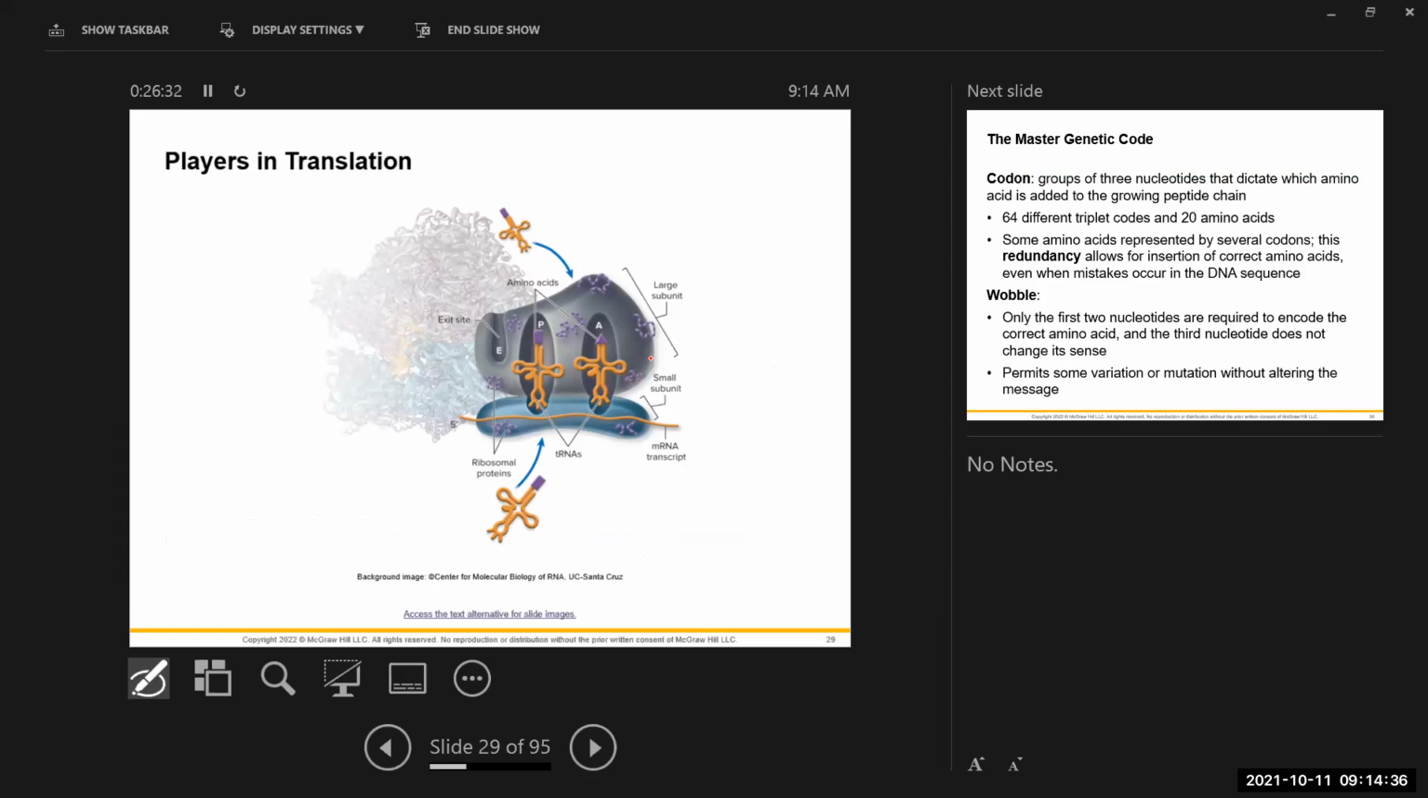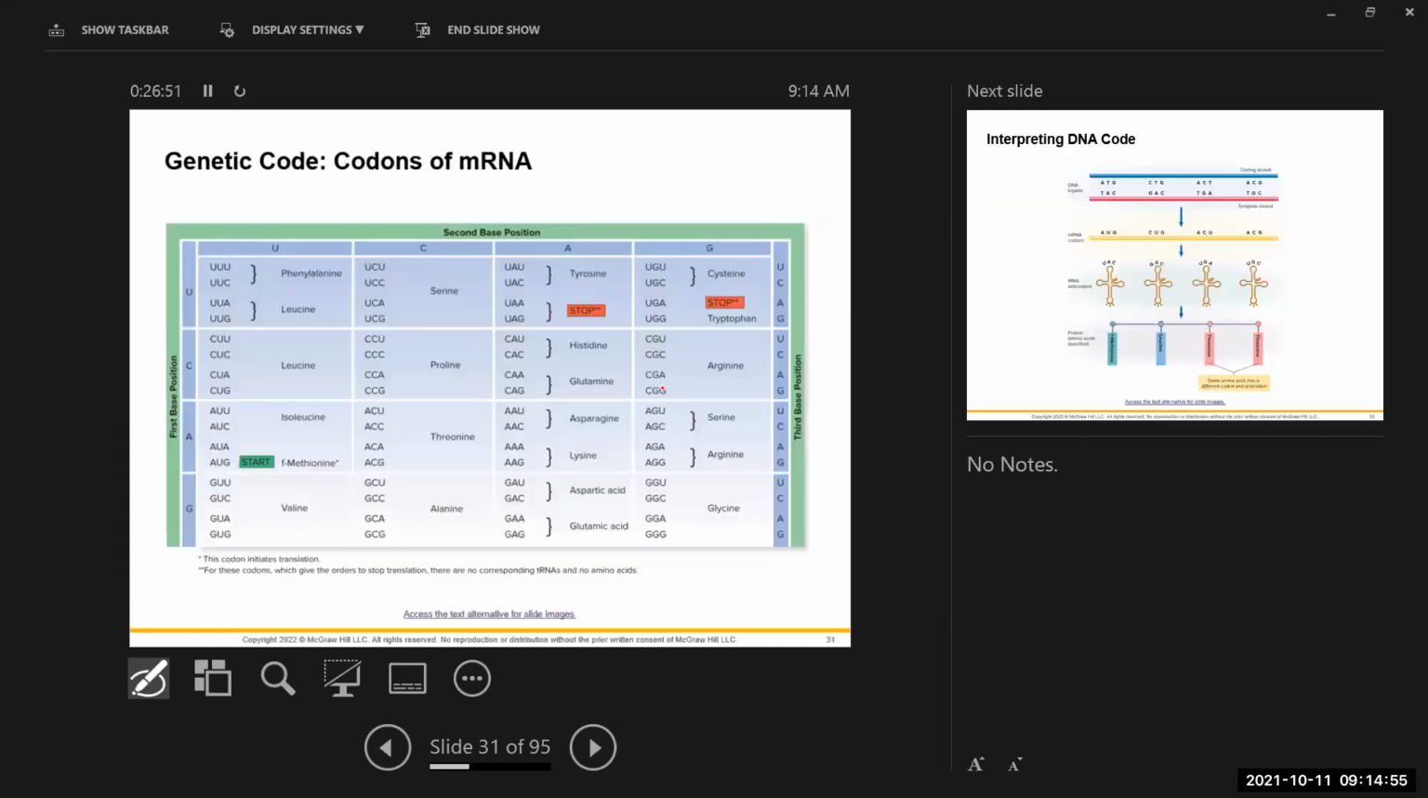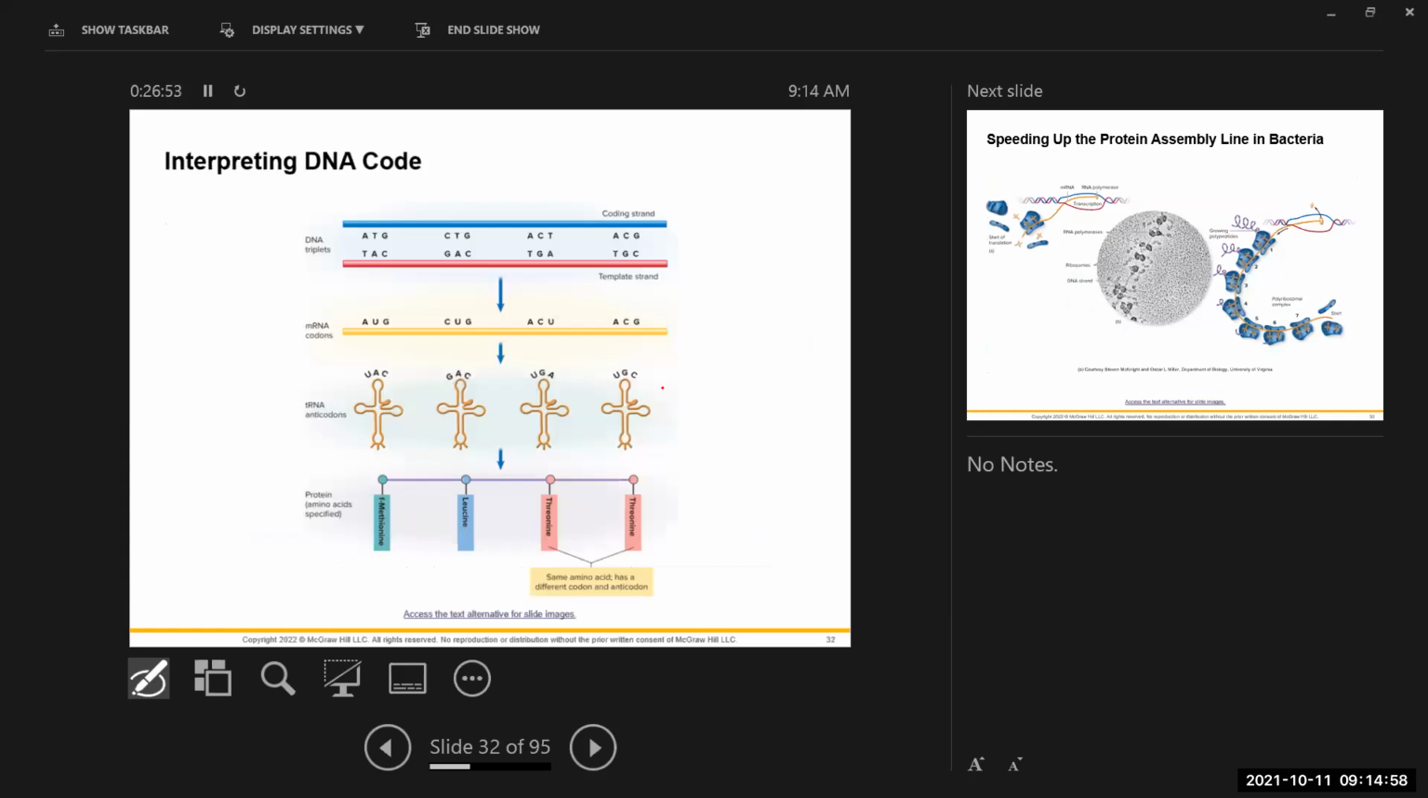Wobble, W-O-B-B-L-E, wobble. And this permits variation in the codon without altering the amino acid sequence that the messenger RNA codes for. So you could theoretically look at a sequence and know exactly what protein it's going to make, and that's essentially what you can do.